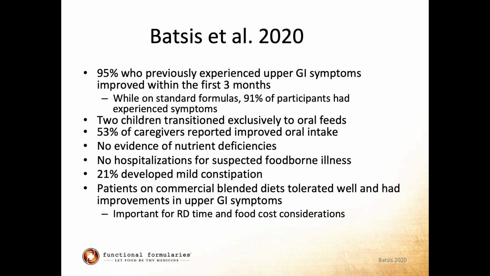upper GI symptoms. So overall, this is important to consider: the dietitian's time involved in working with patients, whether that's doing a blended diet from scratch or recommending a commercial blenderized product that's out there, could be a consideration for the caregiver or family's time. And then food cost considerations as well are another factor to consider in doing a blended diet. Where many of the commercial blended products are covered through insurance, these families are not having to pay out of pocket if they have insurance coverage.